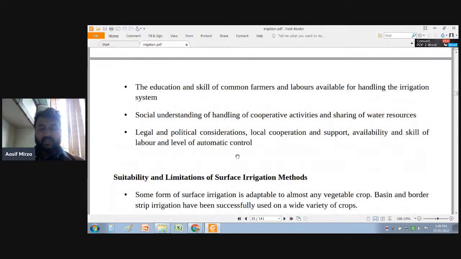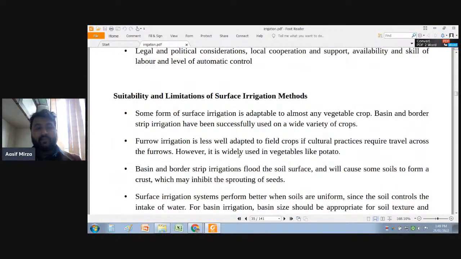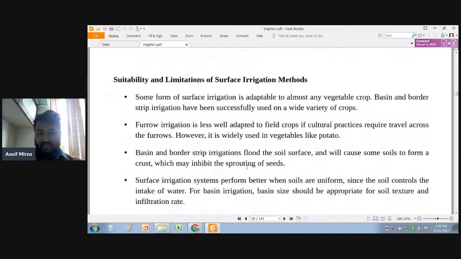Now, suitability and limitations of surface irrigation methods. Some form of surface irrigation is adaptable to almost any vegetable crop. Basin and border strip irrigation have been successfully used on a wide variety of crops. Furrow irrigation is less well adapted to field crops if the cultural practices require travel across the furrows. However, it is widely used in vegetables like potato. Basin and border strip irrigation flood the soil surface and will cause some soil to form a crust, which may inhibit the sprouting of seeds.